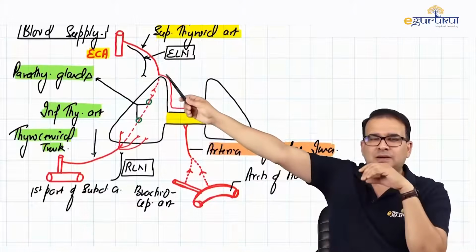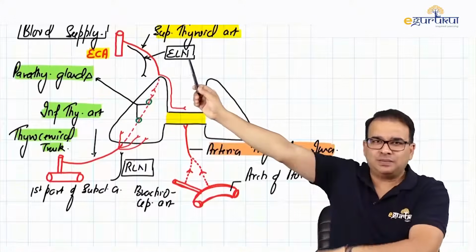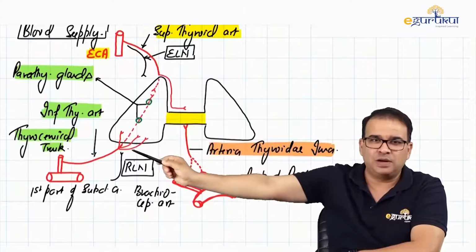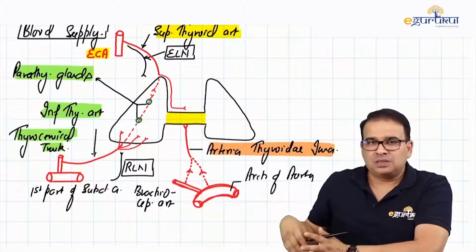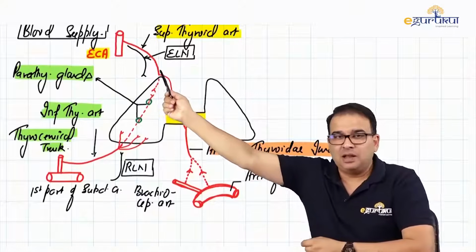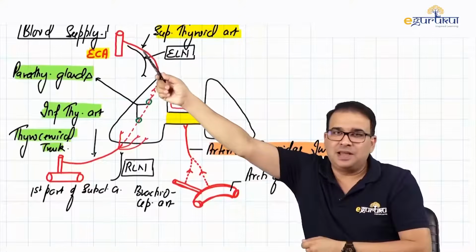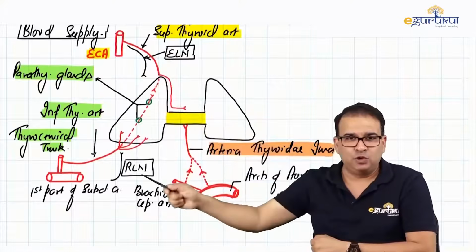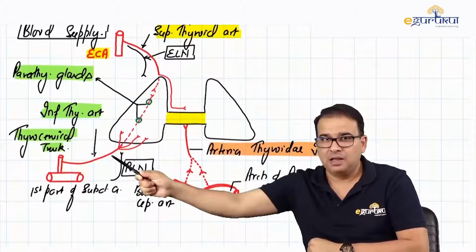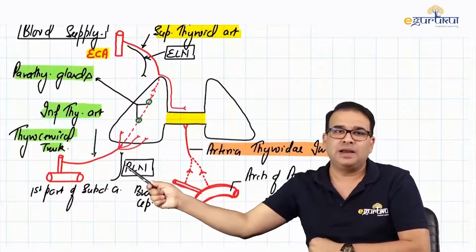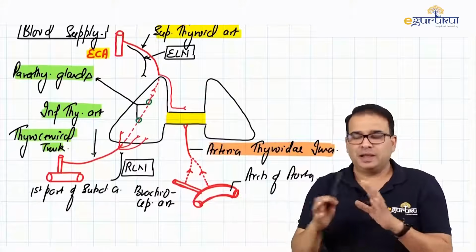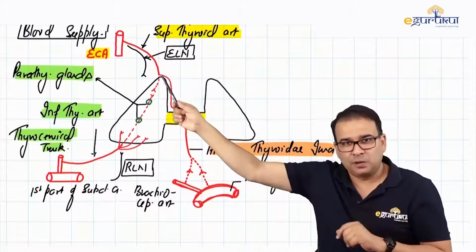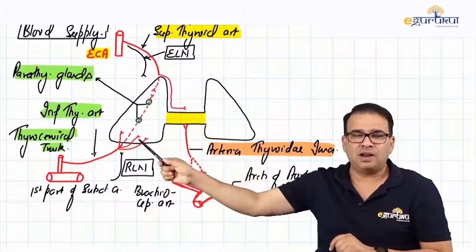In general, the concept says that the ligation of the superior thyroid artery should be done close to the gland, and ligation of the inferior thyroid artery should be done away from the gland. Because if you ligate the superior thyroid artery away from the gland, you might ligate the external laryngeal nerve along with it, which we can't afford because it supplies the cricothyroid muscle. And if you ligate the inferior thyroid artery close to the gland, there are chances of ligating the recurrent laryngeal nerve. That's why anatomy books say the superior thyroid artery should be ligated close to the gland, and the inferior thyroid artery away from the gland.